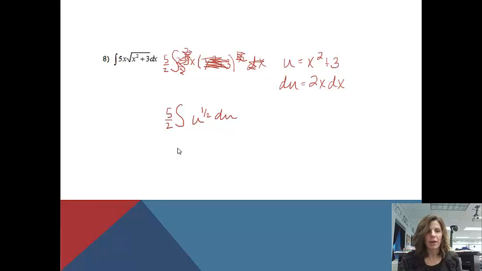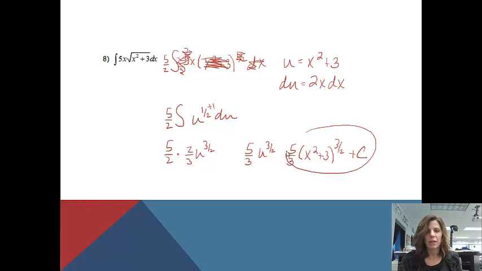I'm now ready to take the integral, so I'm going to have 5/2 times the integral of u to the 1/2. If I increase the power by 1, it will be u to the 3/2 times 2/3 on the outside. If I go to multiply those together, the 2's are going to cancel, so I'm just going to end up getting 5/3 with my u to the 3/2. Let's just sub that back in. I'll get 5/3 times (x squared plus 3) to the 3/2, and then plus c. So that would be my integral.